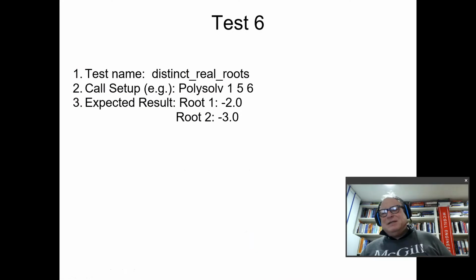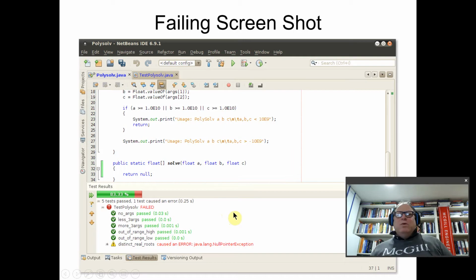Test number 6, finally, we're at business logic. So here we have a polynomial which has 2 distinct real roots, with A is 1, B is 5, C is 6. And according to the math of this student, the expected result is -2, -3. We run the test. It fails. It actually fails with the Java null pointer exception. It fails because there's no code handling any math whatsoever there.